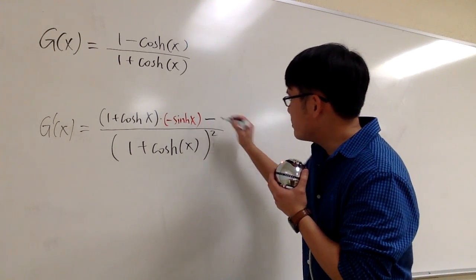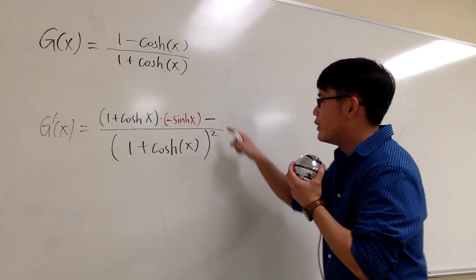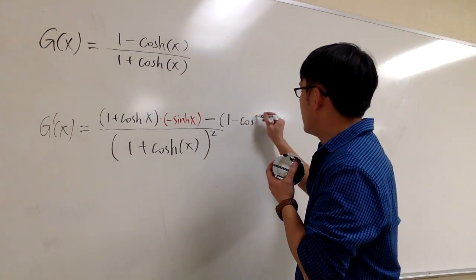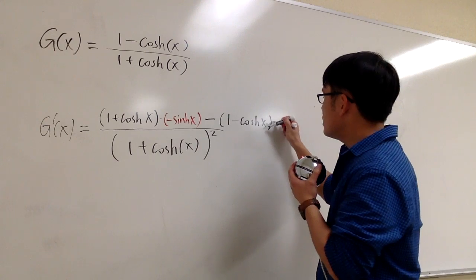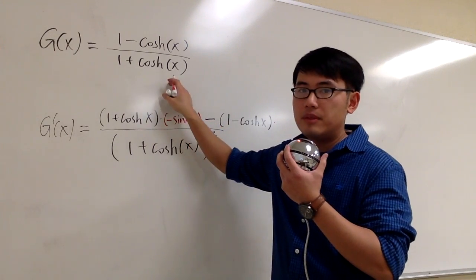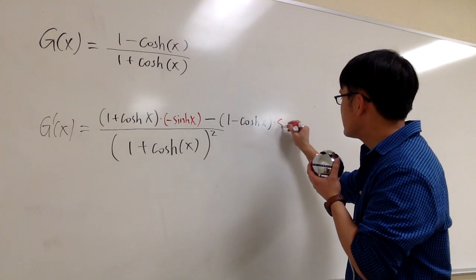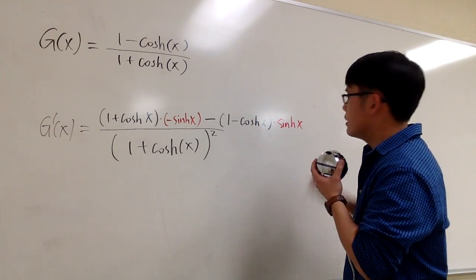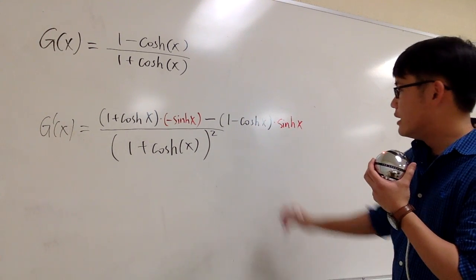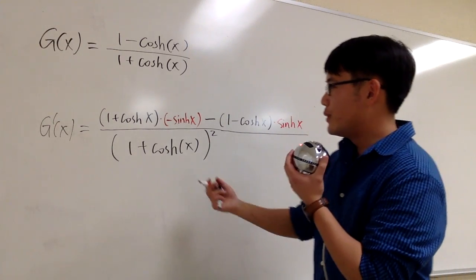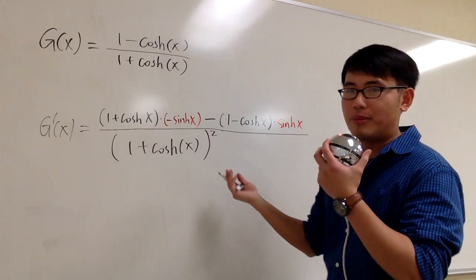Okay, and then we subtract because the quotient rule says so. We subtract, we copy down the top, which is 1 minus cosh x, and we multiply by the derivative of the bottom. Derivative of 1 is 0. Derivative of positive cosh is positive sinh x. Just like that. And perhaps you can make your fraction bar longer.